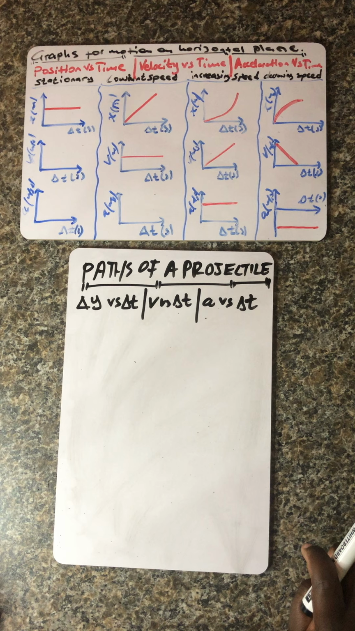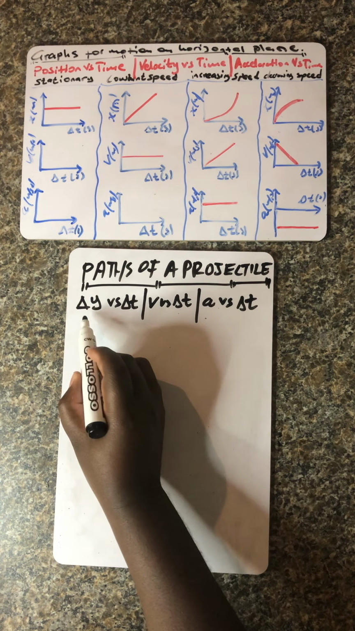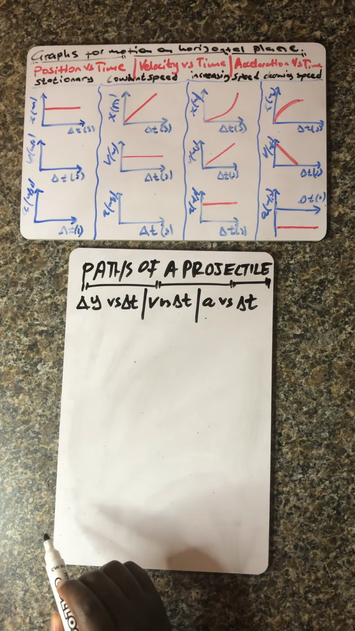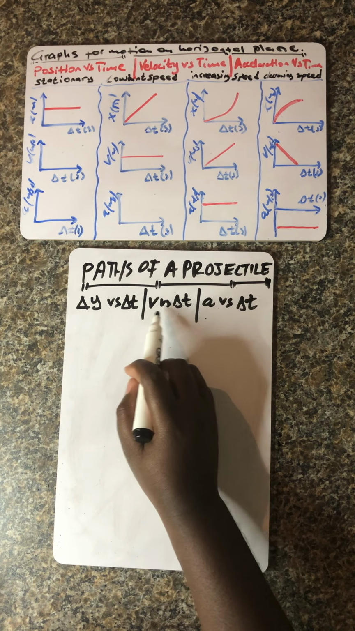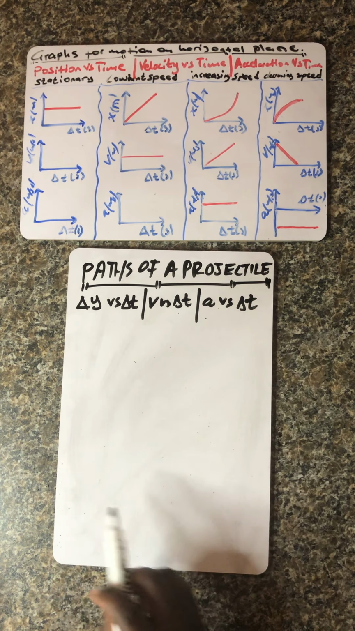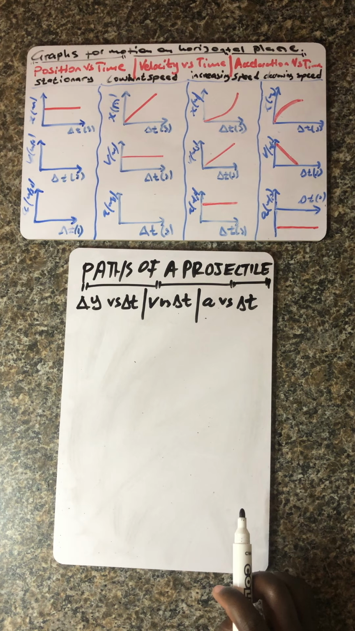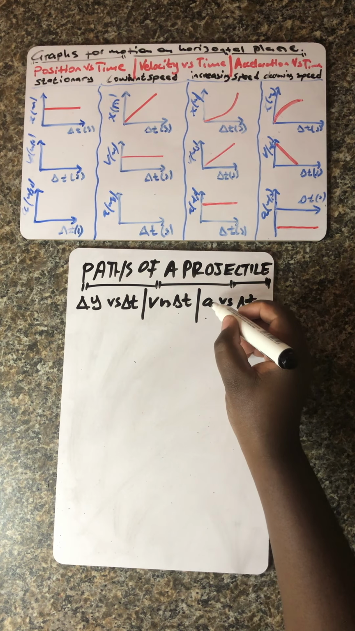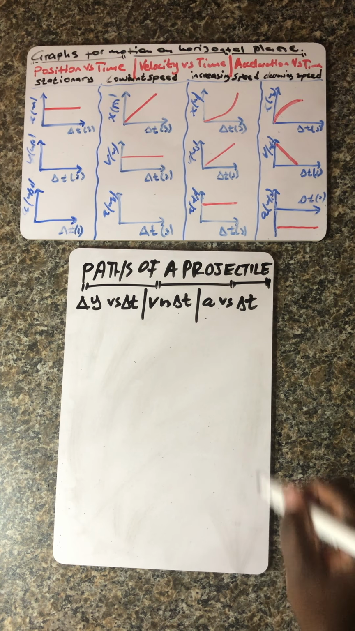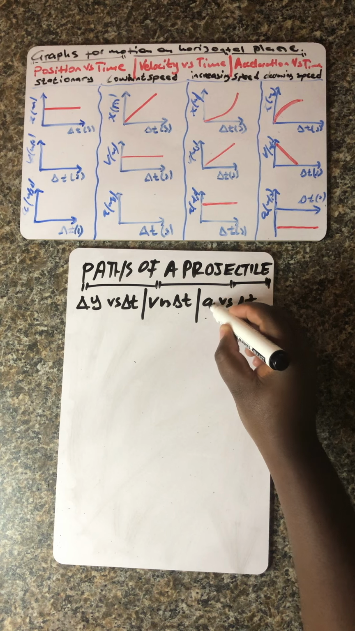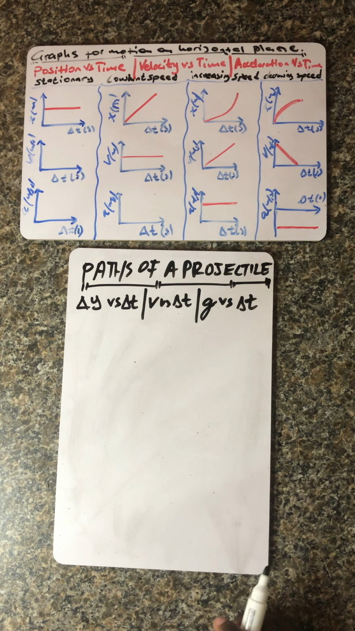Ladies and gentlemen, I'll be going through the same process where I sketch the graph of delta y, and you see the difference. Delta y versus delta t, v versus t, acceleration versus time. Remember guys, because we're dealing with objects moving up and down, instead of a over there, let's use a g. Very important, ladies and gentlemen. I hope you fully understand that part.